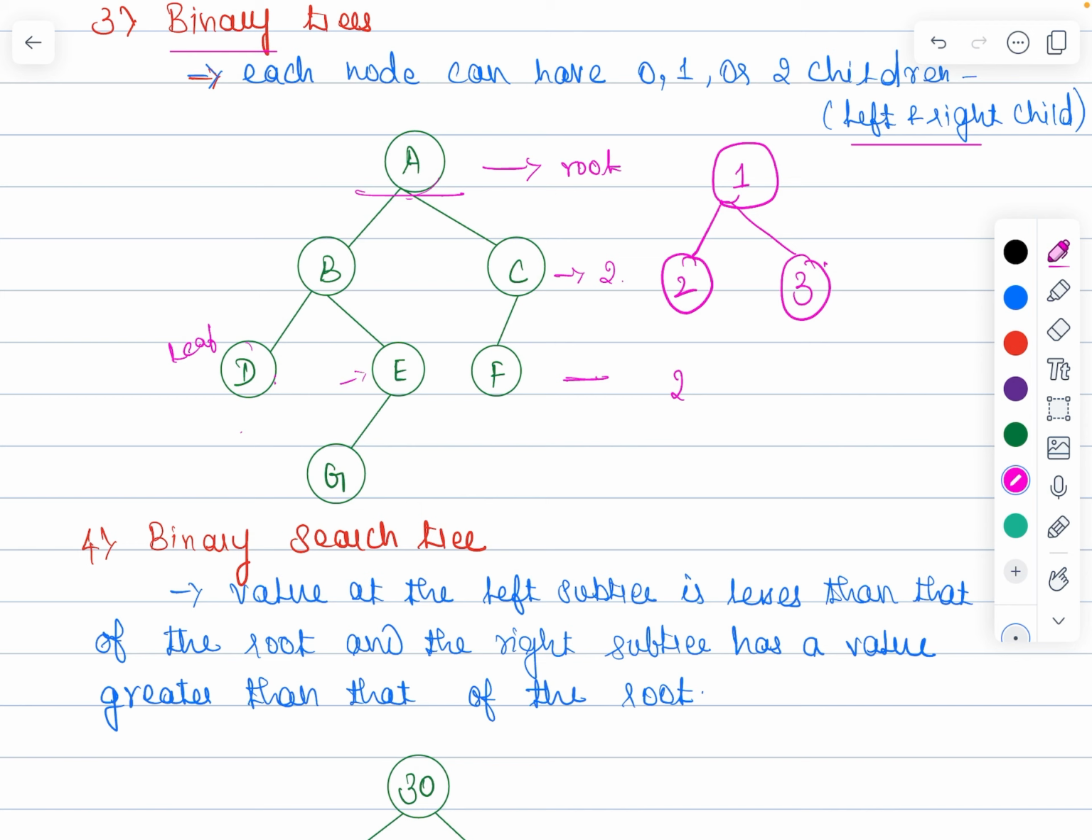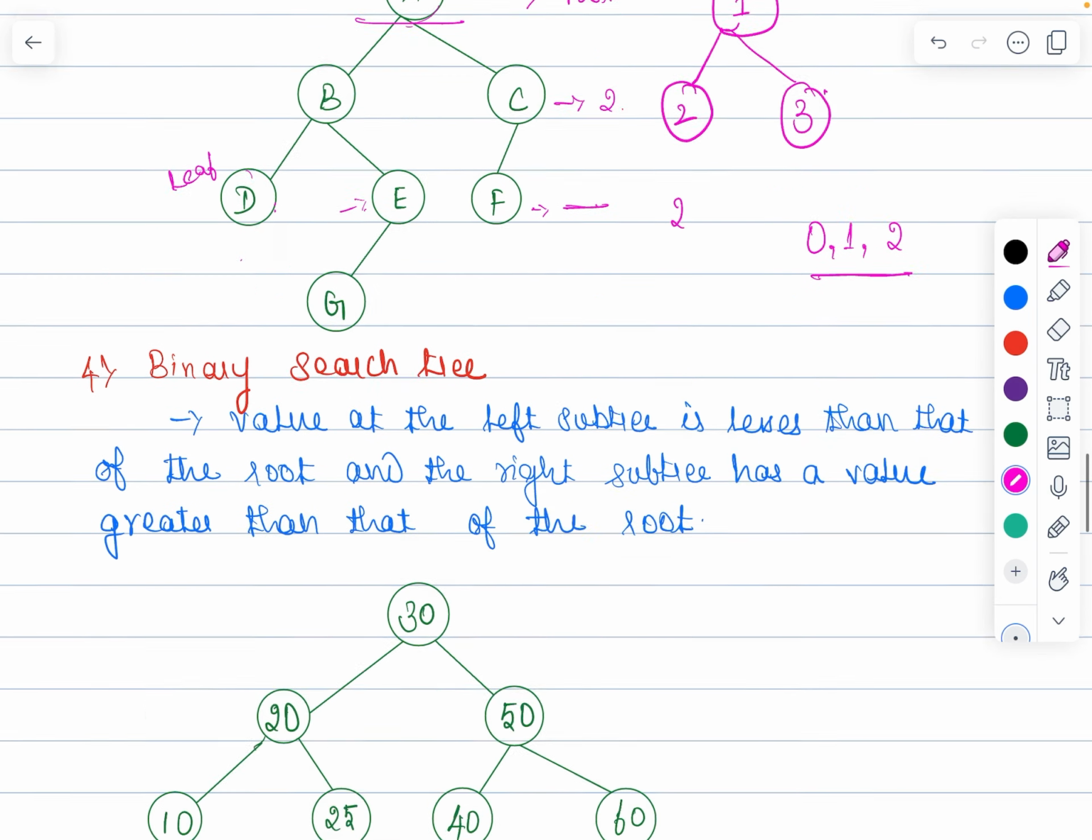If you take node E, it has only one child node, which is satisfying the binary tree constraint. And if you take the node F, it is acting as a leaf node. Why? Because it does not have any child node, which means it has 0 child nodes. So it can have 0, 1 or 2 child nodes, but not more than 2, which means a maximum of 2 child nodes a binary tree can have.